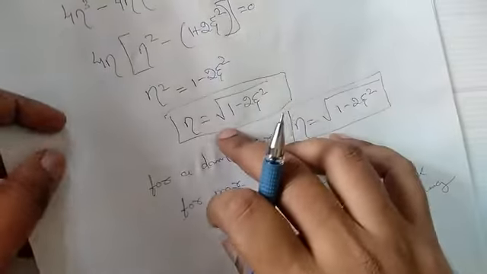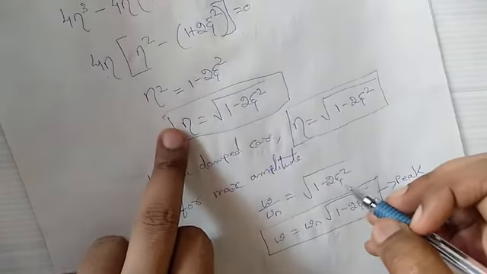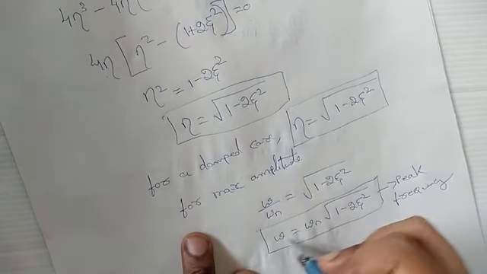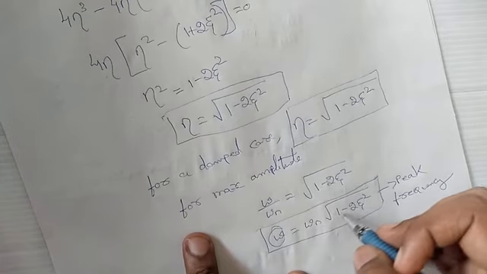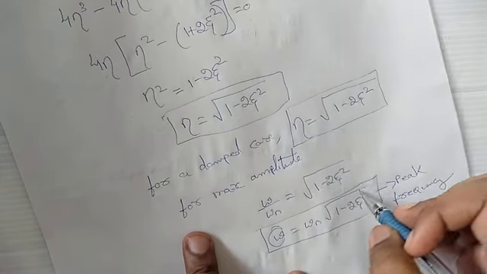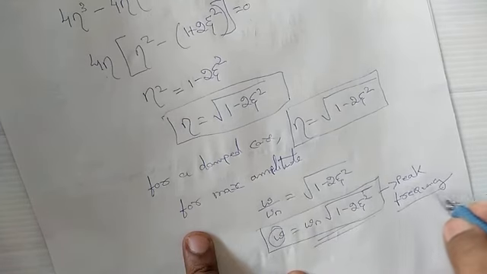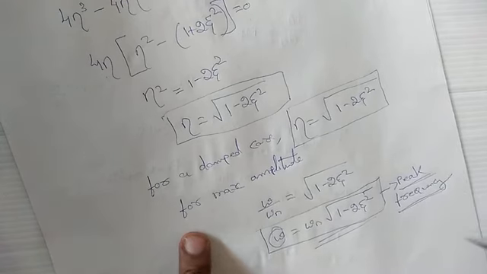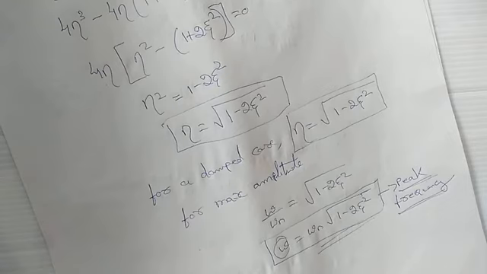So you get eta equal to root of 1 minus 2 zeta square, and what is eta? Eta is nothing but omega by omega n. So if you want to find the peak frequency, it is equal to omega n into root of 1 minus 2 zeta square. So at this frequency, in a damped case, the amplitude will be maximum. So this is a very important concept in forced vibration, and it is mostly asked in numericals.